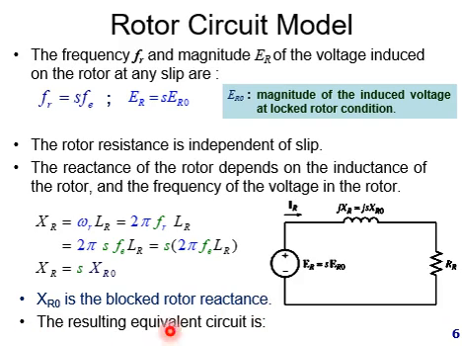The resulting equivalent circuit is something like this, where the impedance constitutes this inductance and resistance, and this is the voltage source ER.